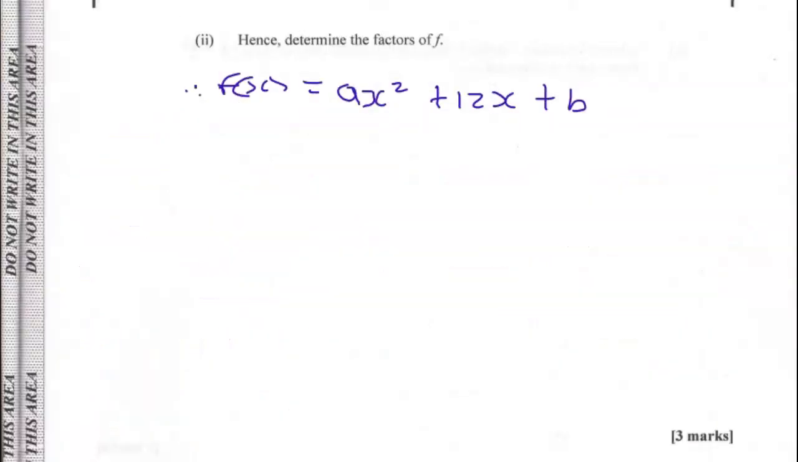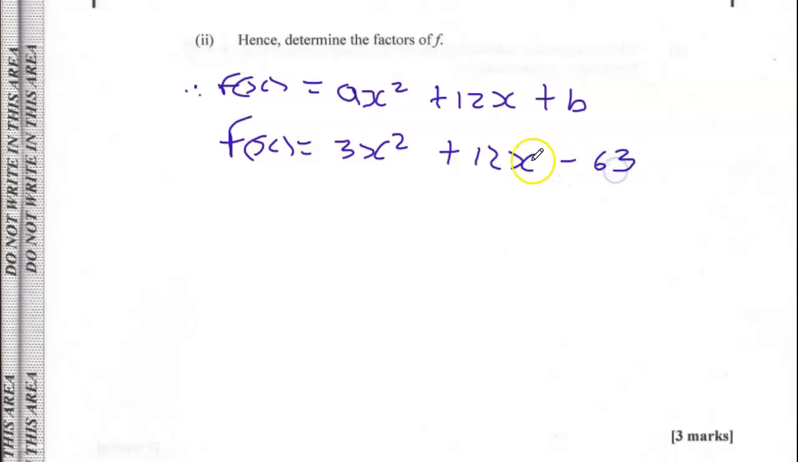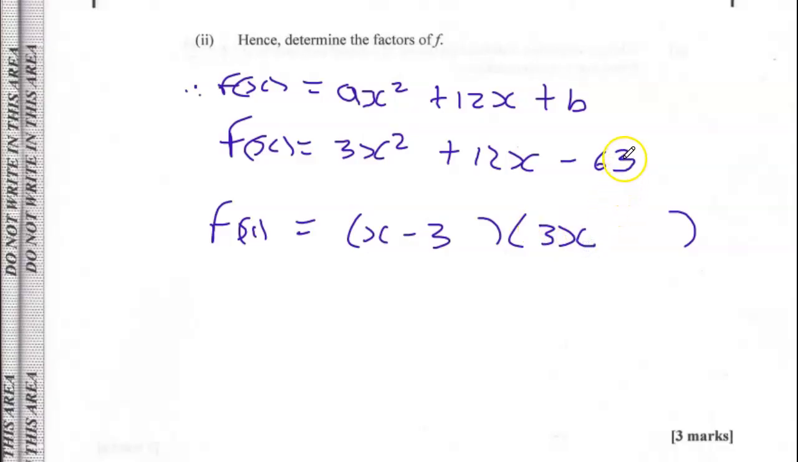Next, hence determine the factors of f. Well, we want the other factors of f, because we know x minus 3 is a factor. So remember a was 3 and remember b was minus 63. So we can use factorization to get the other factor. To get the 3x squared, the first term in the other bracket would have to be 3x. And to get minus 63, the second term in the bracket would have to be 21, right?